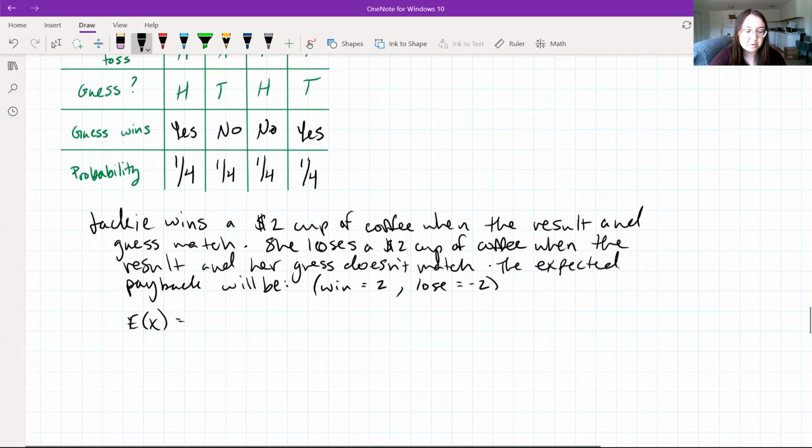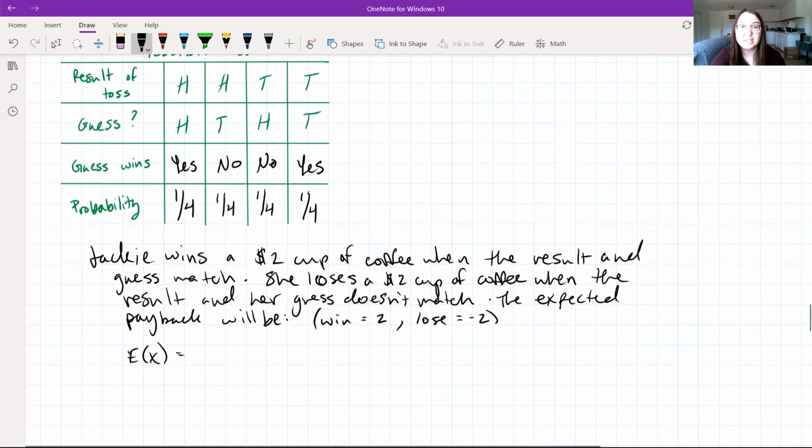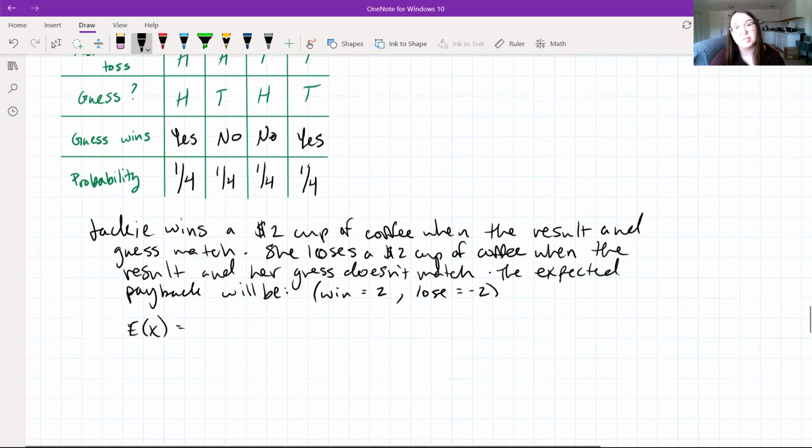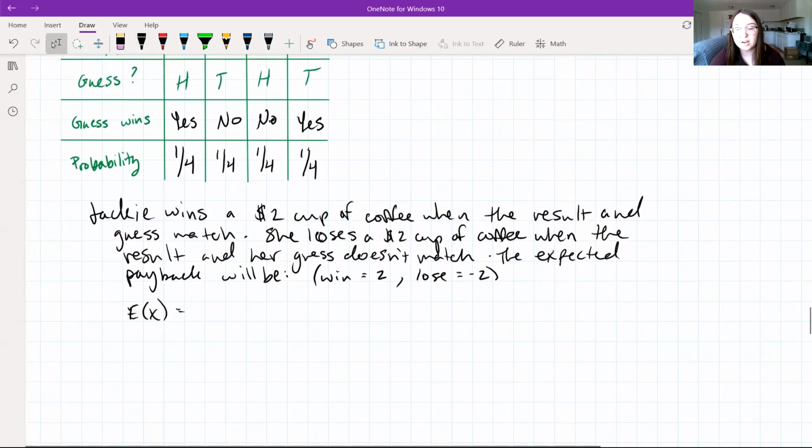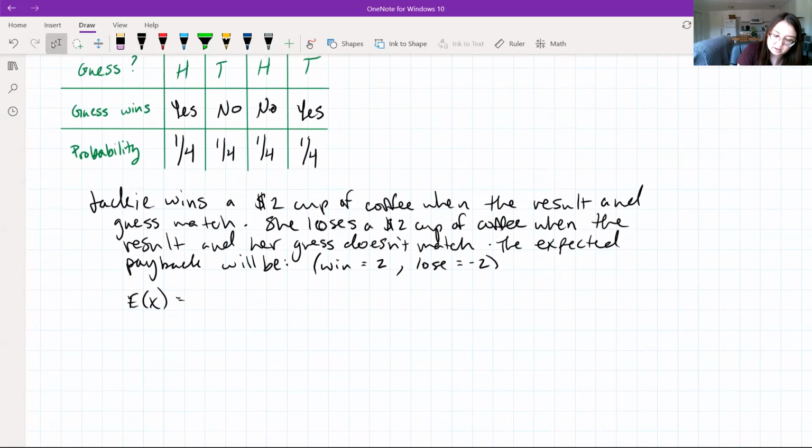So our very first outcome, we saw that she did win. So she won a $2 cup of coffee, and the probability of winning was 1/4. So for our first outcome, we have 2 times 1/4. Then on her second outcome, she did not guess right, so she lost her $2 cup of coffee, and the probability was still 1/4.